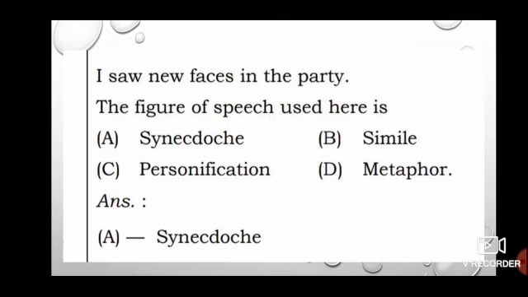And what does it refer to? Can you guess? Try to guess it. Yes. See, I saw new faces means I saw new people in the party. Okay.